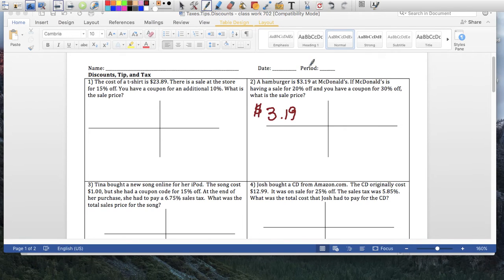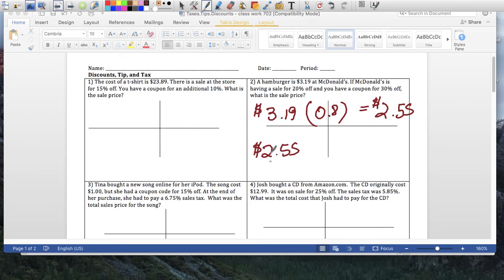Right now it's $3.19, but if you take 20% off, that means you're only paying for 80%, right? So it's times 0.8. So if you do that, 3.19 times 80% or 0.8 equals, so now your burger ends up being $2.55. So that's the new price, $2.55.